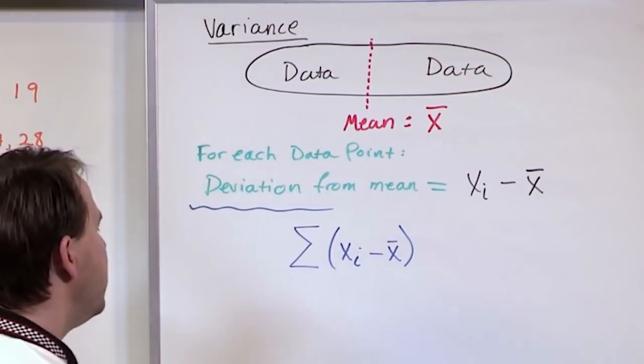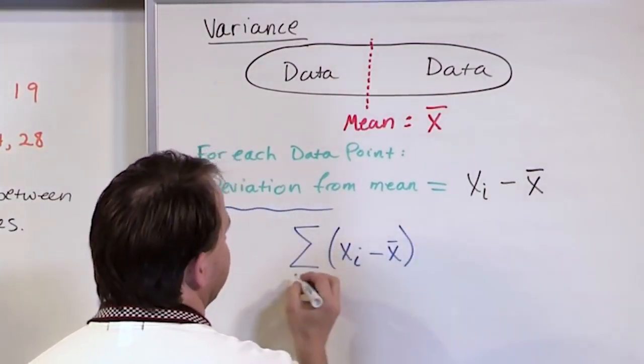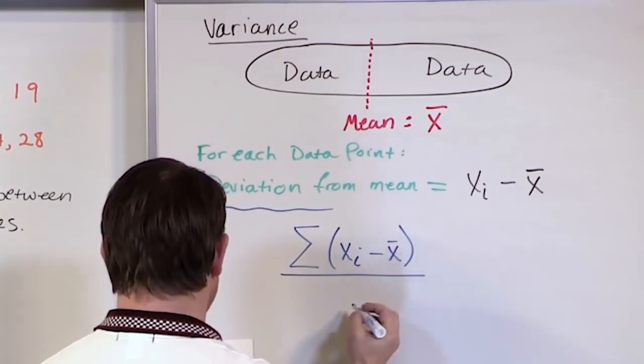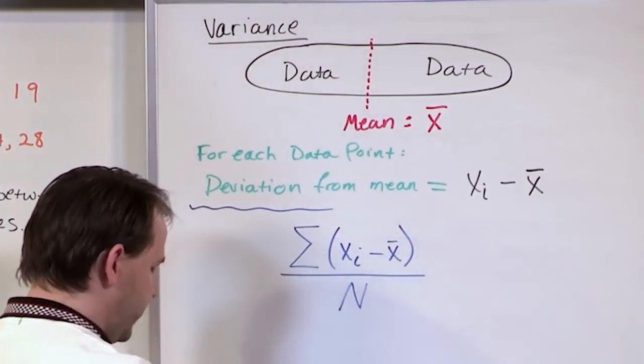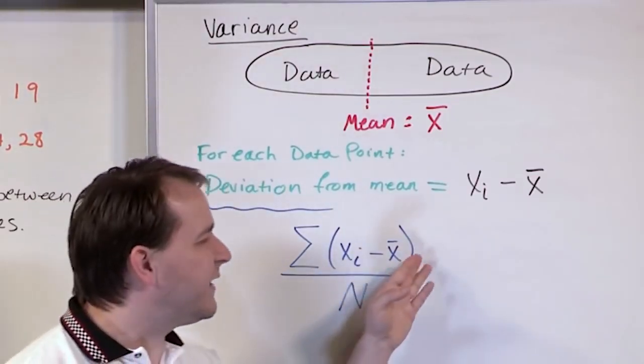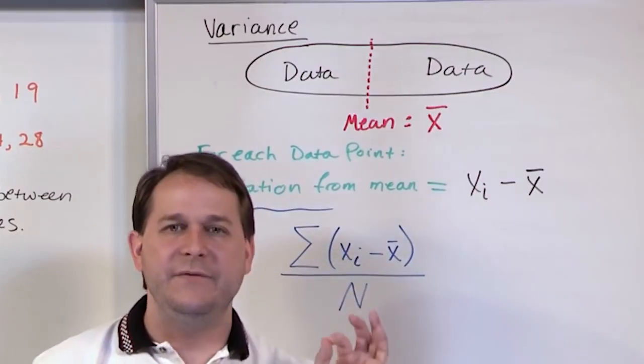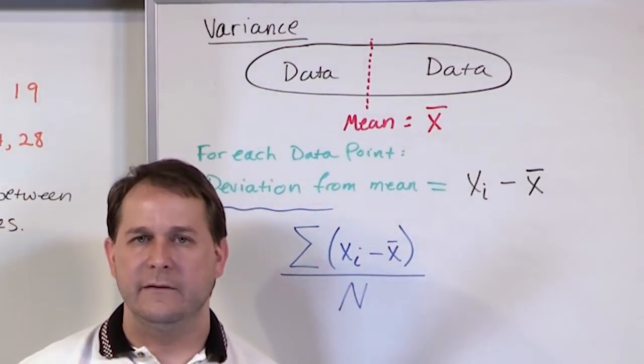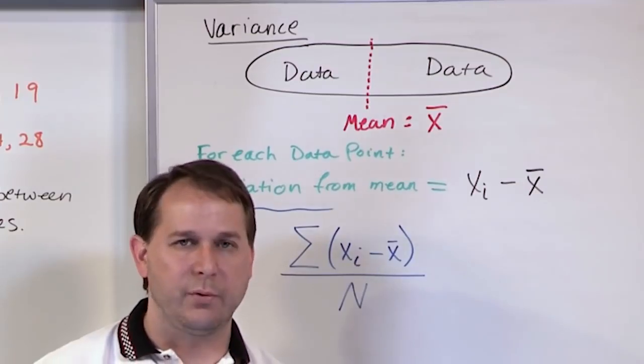You add them up. So if we add up all these differences from the data points to the mean and then divide by the number of data points that we have, then what we've really done is averaged the deviations of all the points from the mean. Now I'm going to say that again. It's so incredibly important, right?